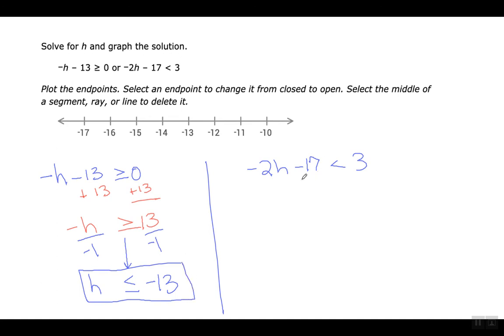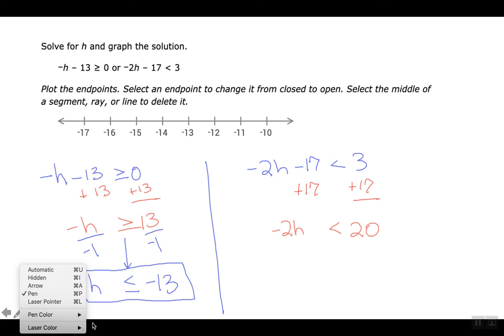Over here, same thing. First, let me get rid of that minus 17 by adding 17 to both sides. Alright, so I got that. Now let's get rid of the negative 2 by dividing both sides by negative 2. And the sign is going to flip.